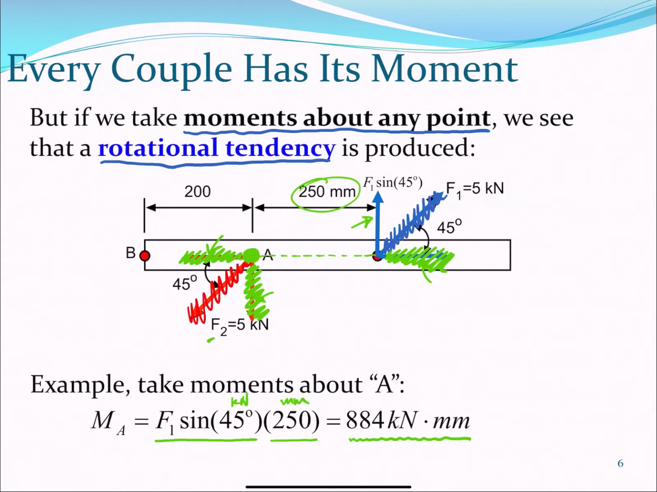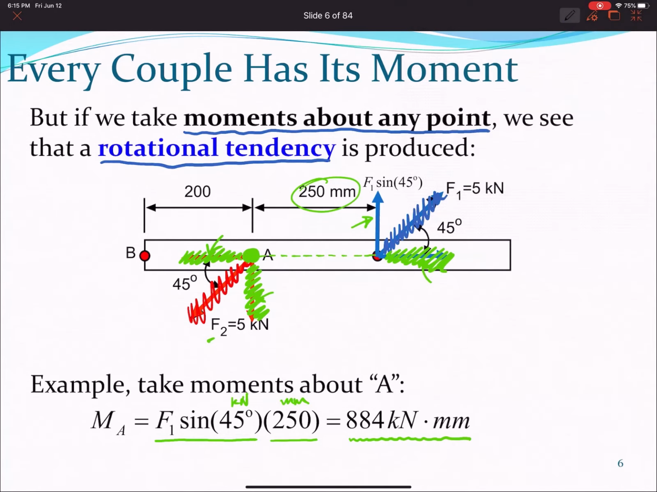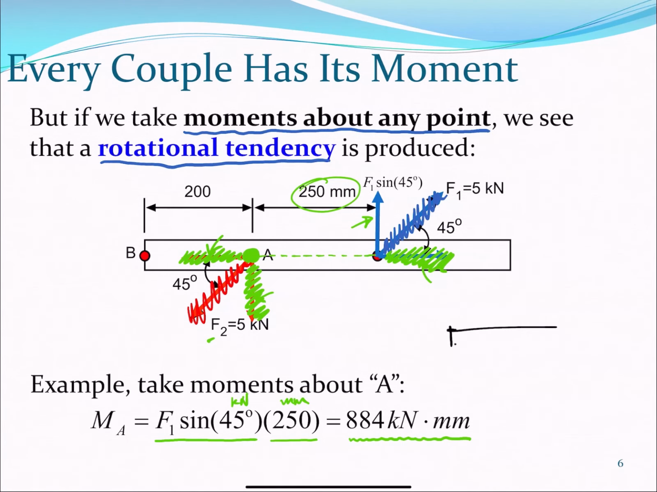Okay, question for you before we go into the next slide. So we had a beam, right? Let's summarize what we just found. We had a beam acted on by two forces, and we were told that these were a couple. And we got that the moment of these forces about point A was 884 kilonewton millimeters.